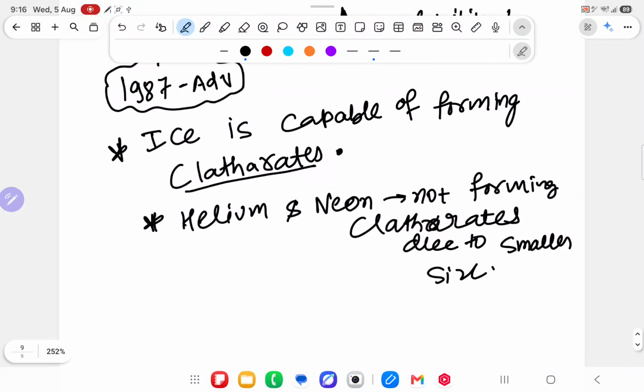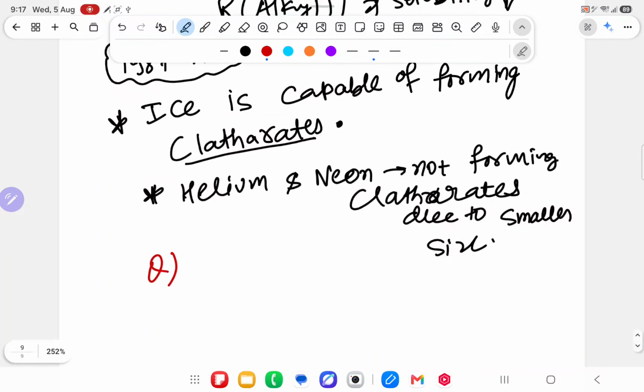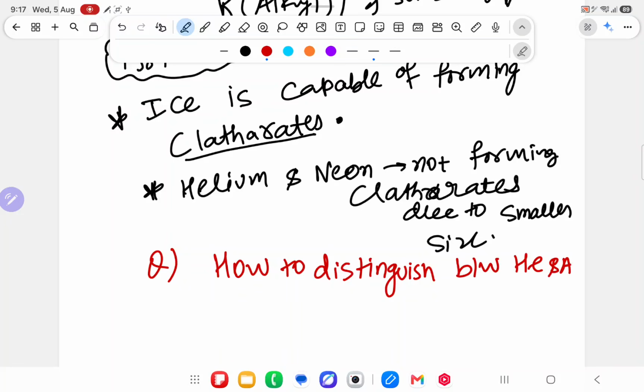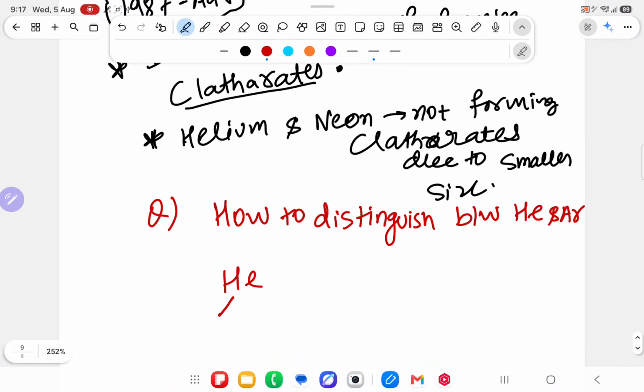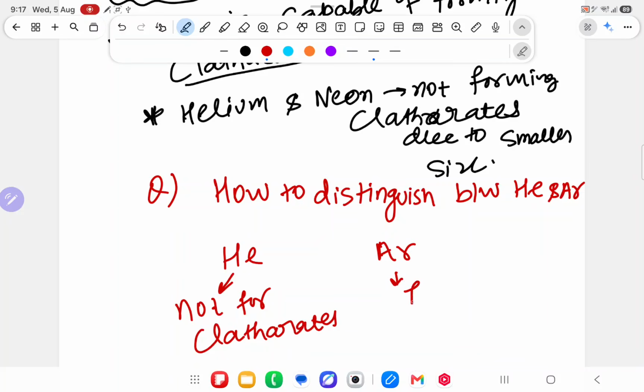Understood the point? So suppose they ask you the question: how to distinguish between helium and argon. What will you say? Helium will not form clathrates, and argon will form clathrates. That's it. Those which form clathrates are argon. Those which do not form are helium.